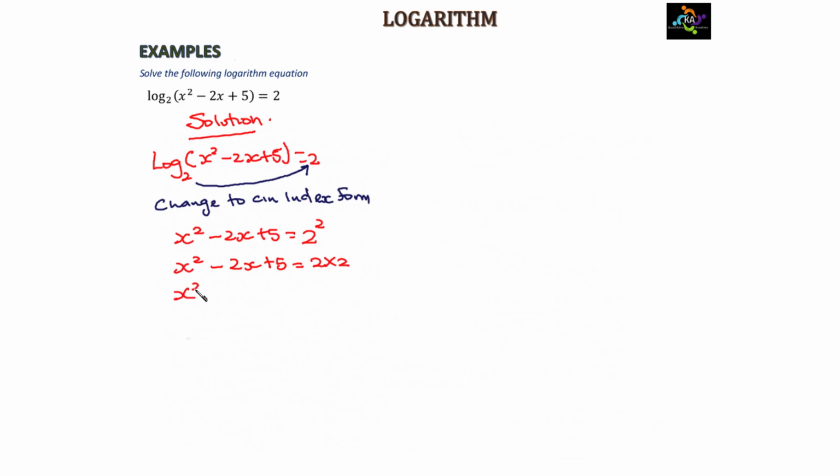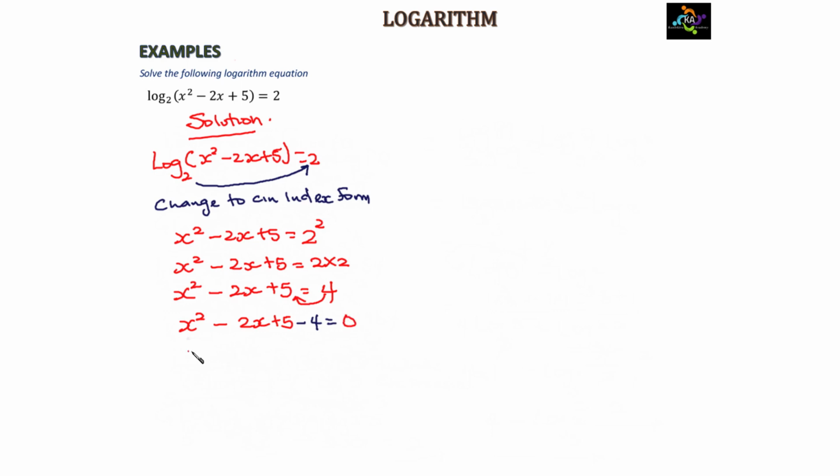Then you have x raised to power 2 minus 2x plus 5 is equal to 2 times 2, which is what? 4. Now you have x raised to power 2 minus 2x plus 5. Now this 4 you bring over to the other side. Now it will become what? Minus 4 is equal to what? Is equal to, then you have your what? This will be what? 0.